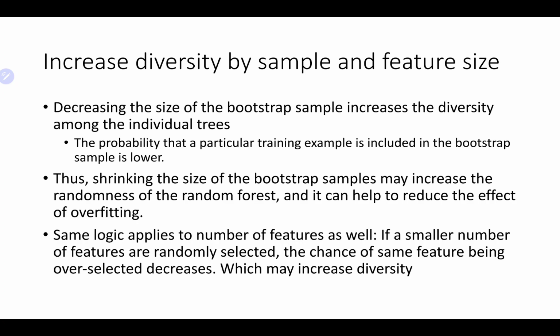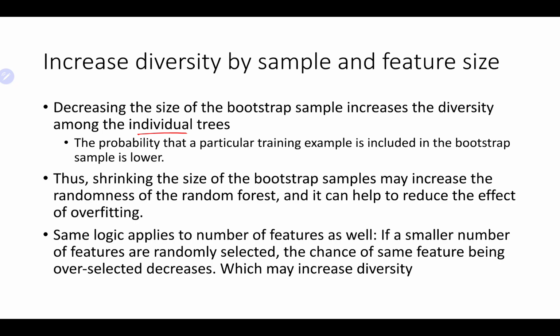We said we have n data points. We will create bootstraps out of n data points with replacement. But we can also decrease the number of points we are selecting. So instead of n, maybe we can go with n over 2 or some number less than n. If you decrease the size of the bootstrap, then we will have more diverse trees. This will increase the diversity among the individual trees. The probability that a particular training sample is included in the bootstrap sample is lower.